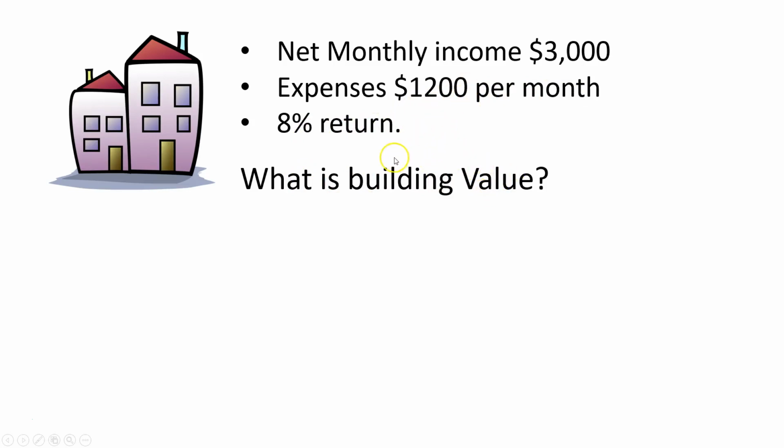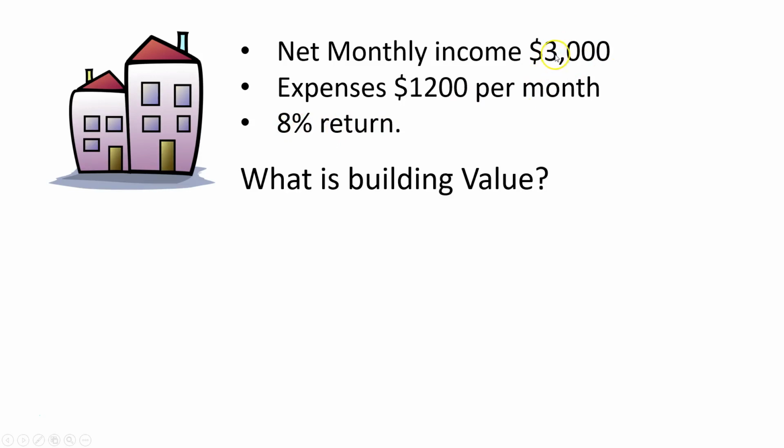Once again, you have to know the order in which the PGI, the vacancies, the expenses, and the NOI work, and how the NOI is related and capitalized back to the value. In this particular case, the net monthly income is $3,000 per month. The expenses are $1,200, but we can ignore that because they are already taken off before we get to the net monthly income. But what we need to do is work it on an annual basis because this is what the 8% return is.